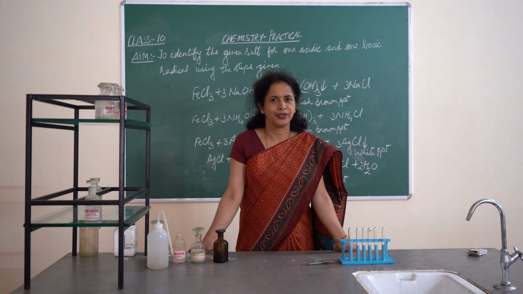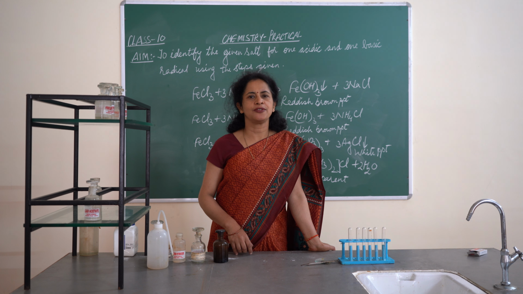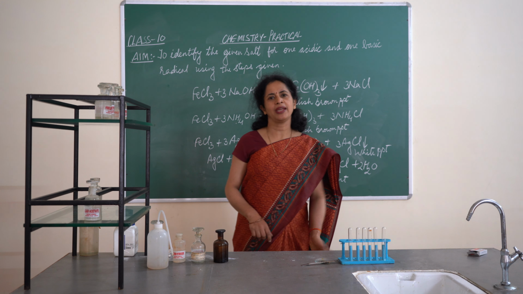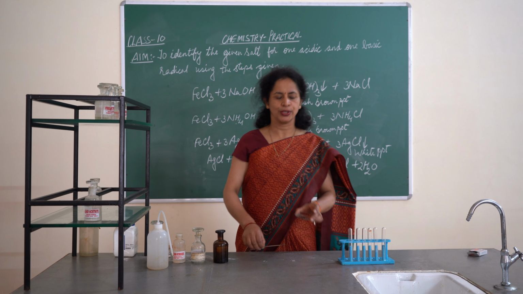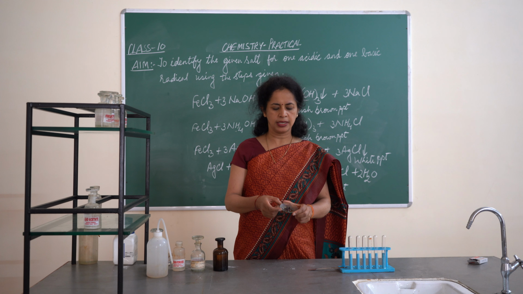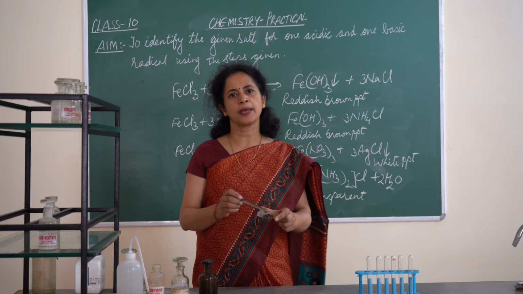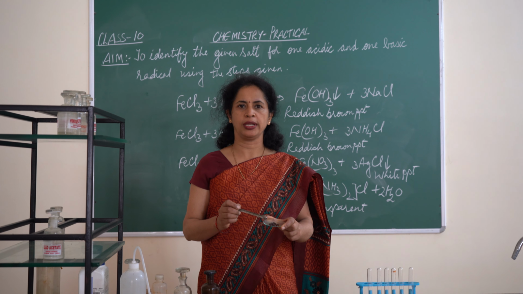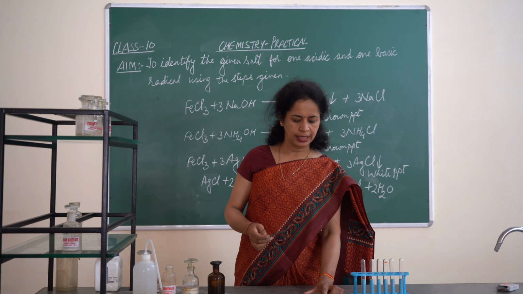Good afternoon, children. Today I am going to show you how to identify the given salt for one acidic and one basic radical. This is your given salt and it is reddish brown colored, and you can see there is moisture also around it. It means it has absorbed moisture from the surrounding. This kind of salts are called deliquescent salt.